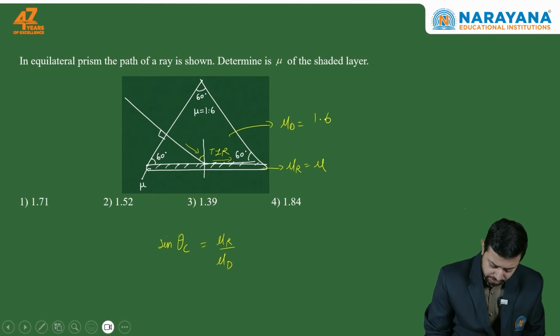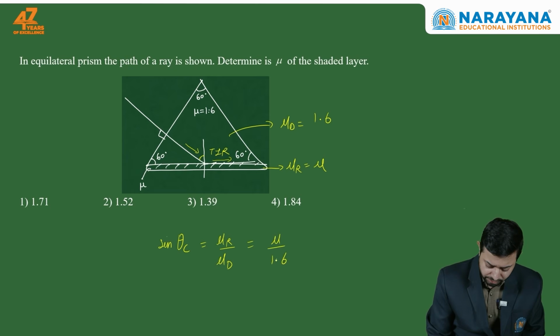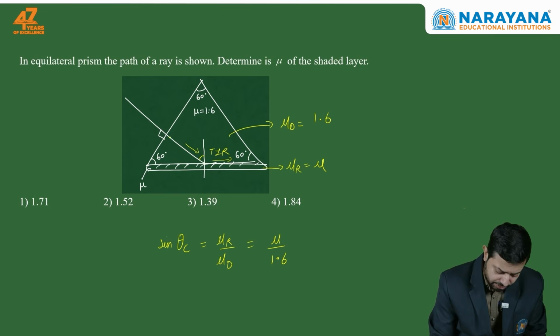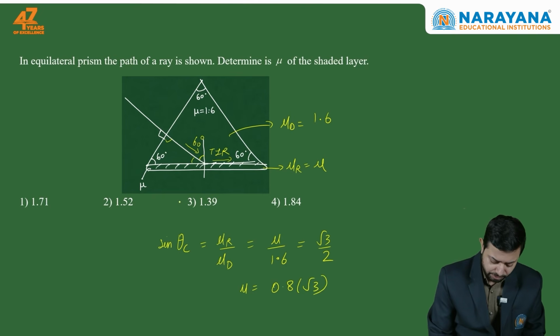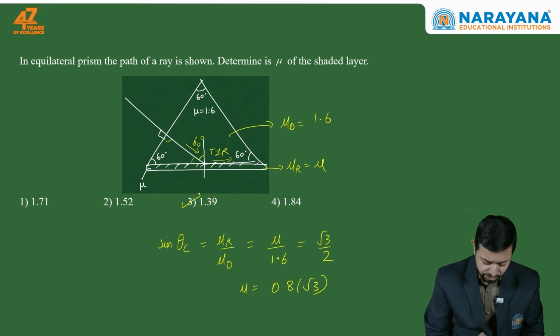1.6. Now we write this as mu by 1.6, and can we find theta c? Yes, some measurements are already mentioned here. You can see that this is 90, this will be then 30, so this angle is going to be 60 degrees. Sine 60 will be root 3 by 2. So mu is going to be 0.8 into root 3, and approximately this value will come around 1.39. So this is the correct answer for this particular question, 1.39.